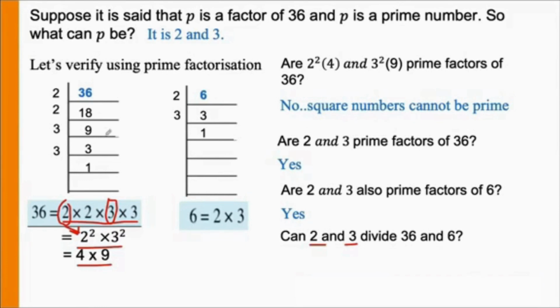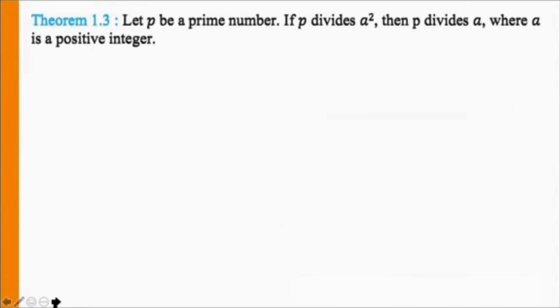Yes, it can. So now we understand Theorem 1.3, which says let P be a prime number. Okay, it is given that P is a prime number. If P divides A square, then we need to prove that P divides A also, where A is a positive integer.